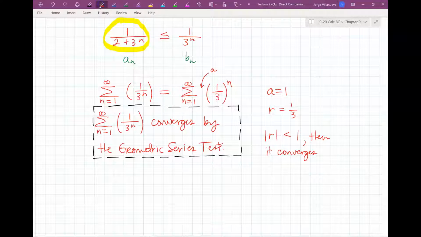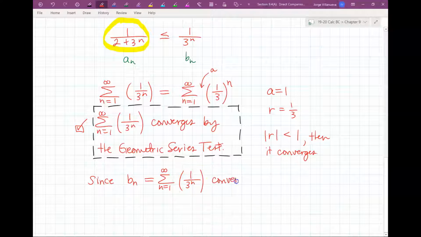So your answer that you're going to want to write. Notice the thing that I just wrote right there, this is just like my check step. This is saying, oh, look, I was able to prove that what I did actually worked and it converges. So then I got to say, since b sub n, which was the sum as n goes from 1 to infinity of 1 over 3 to the n, converges, then a sub n, which is the sum as n goes from 1 to infinity of 1 over 2 plus 3 to the n, also converges.